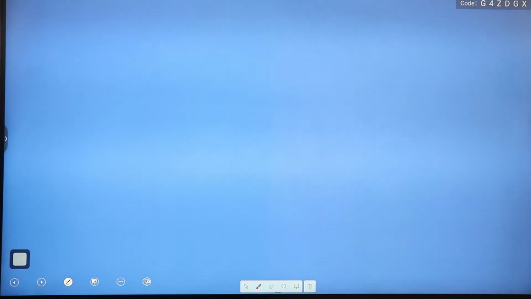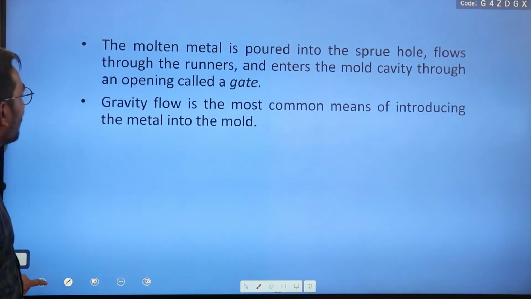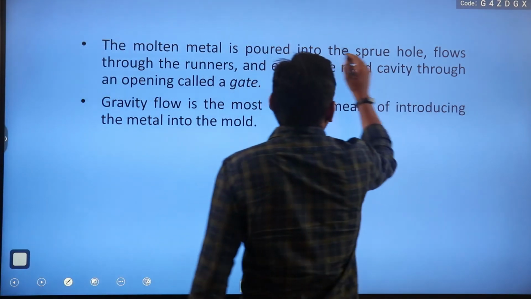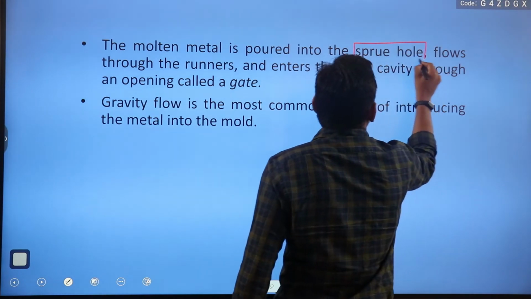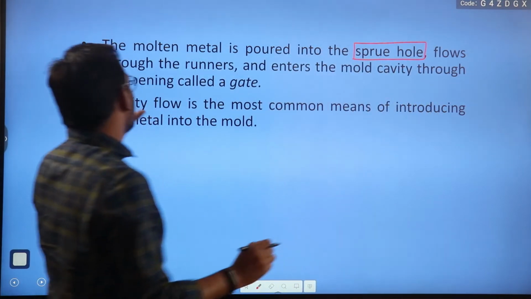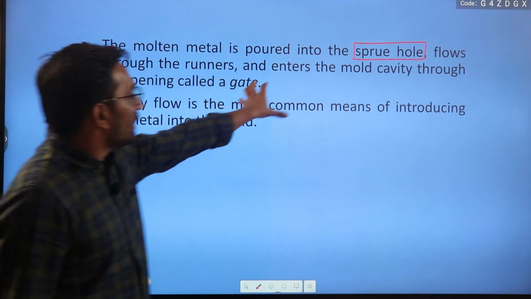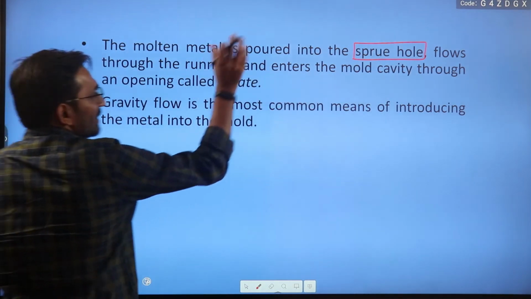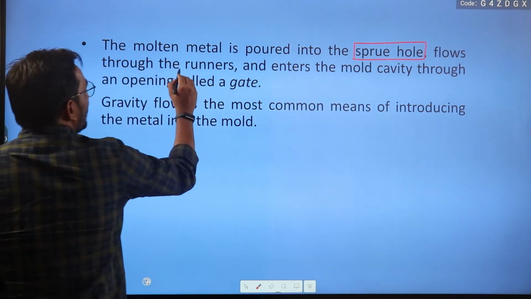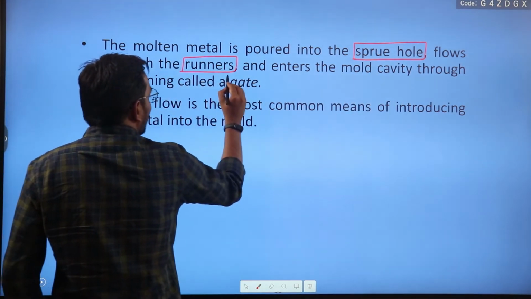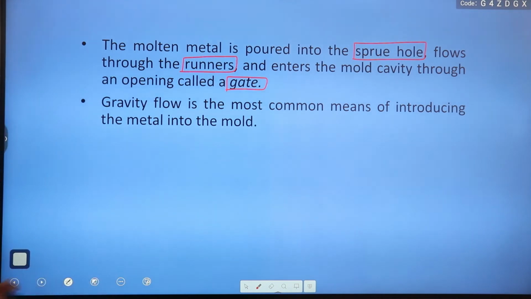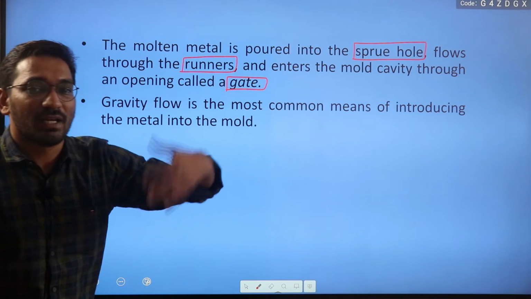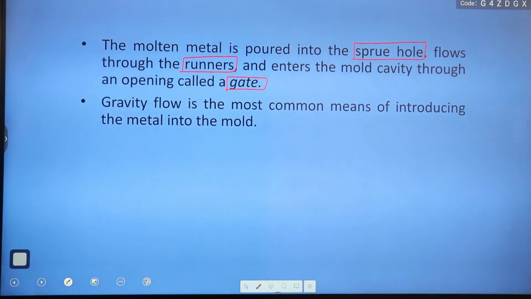Next, the molten metal is poured into the sprue hole, flows through the runner and enters the mold cavity through an opening called gate. You have to remember this. We have a sprue hole, a runner, and a gate, and molten metal will flow from sprue to runner to gate and enter into the mold cavity.